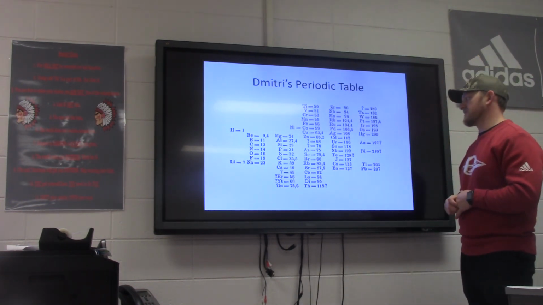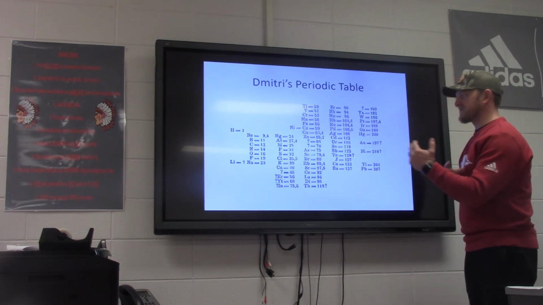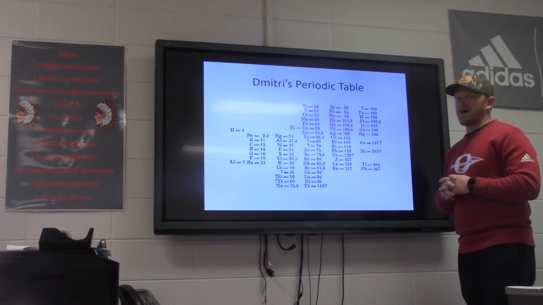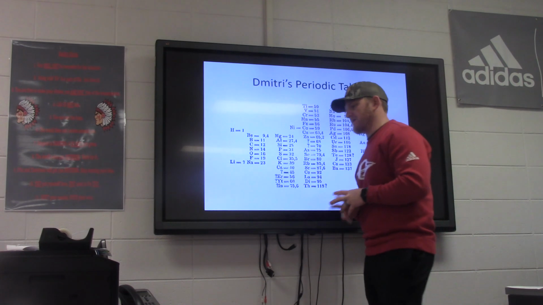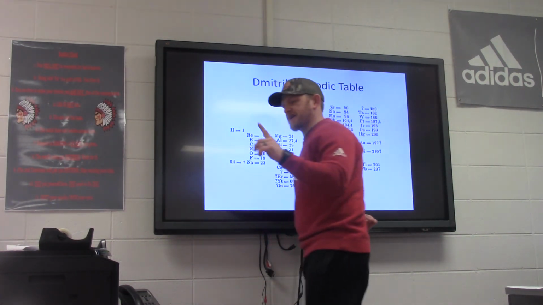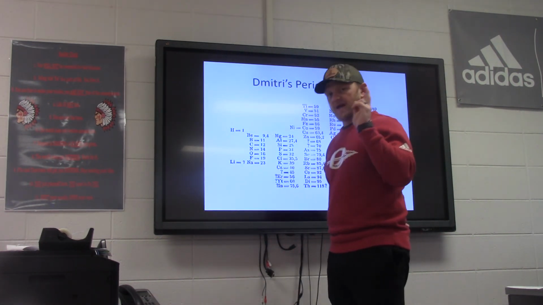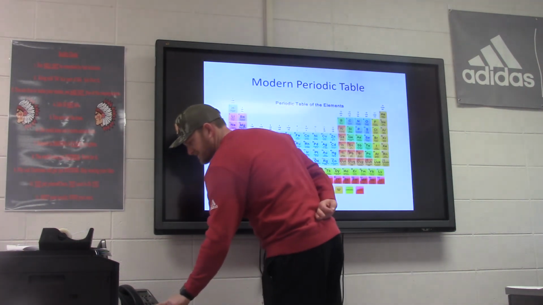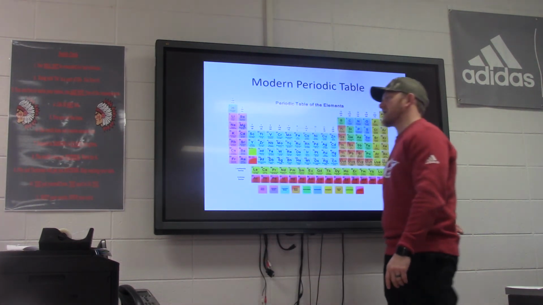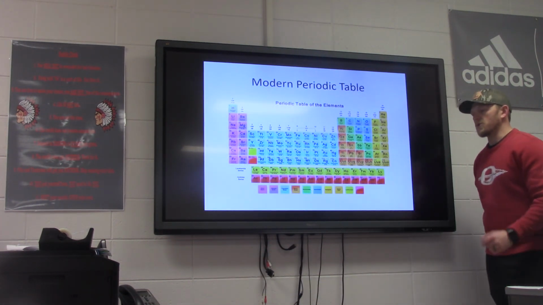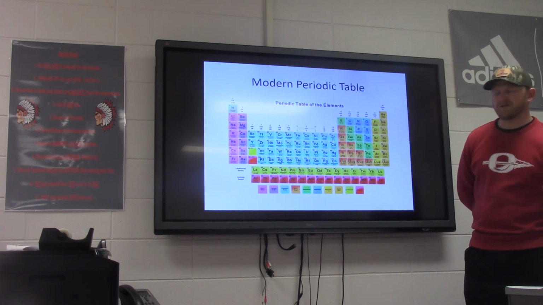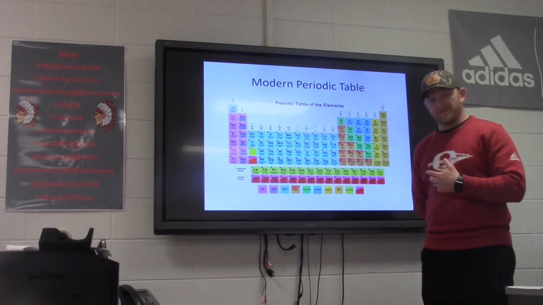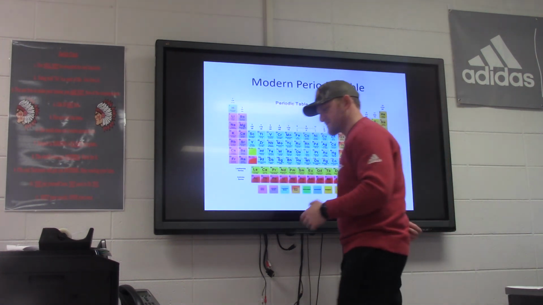He knew exactly what their masses were. Now we added to this, and there's a few that are a little bit off, but not many. Very, very smart man that gave us this. So remember, the periodic table is in order by atomic mass. Here's our modern periodic table. We'll make one of these, and you guys will have a project that goes along with this that we'll work on in class.